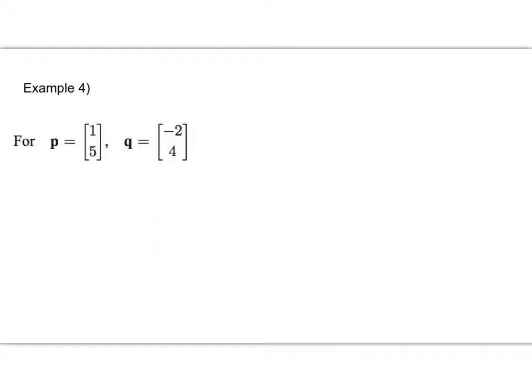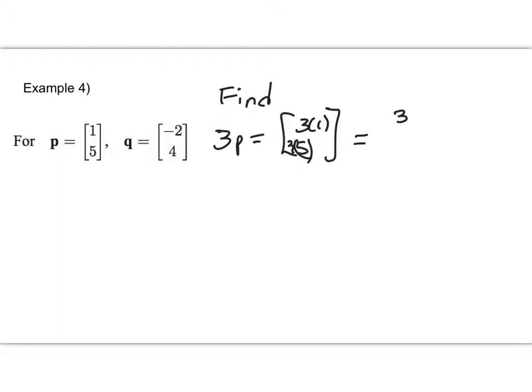I have 2 vectors here, vector P and Q. The first thing I want to find is 3P. So I'm going to take my components and multiply both of them, the x component and the y component, by 3. And I end up with a vector 3, 15. Okay, let's try something a little bit harder, but not too hard.